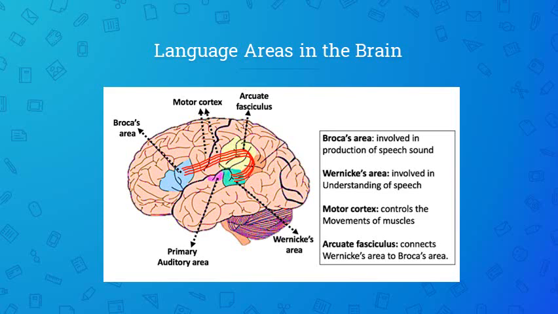The part shown as the arcuate fasciculus is a bundle of nerve fibers. This was also one of Wernicke's discoveries and is now known to form a crucial connection between Wernicke's and Broca's areas.